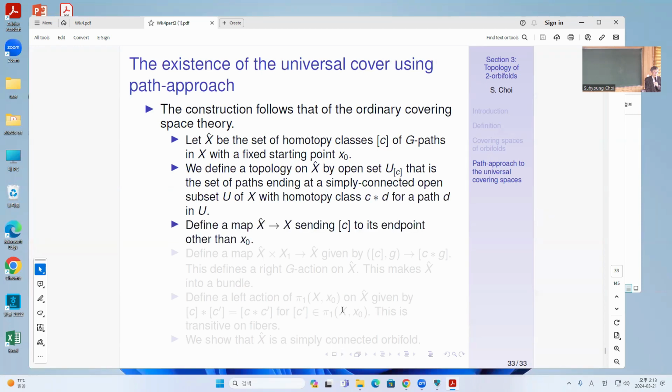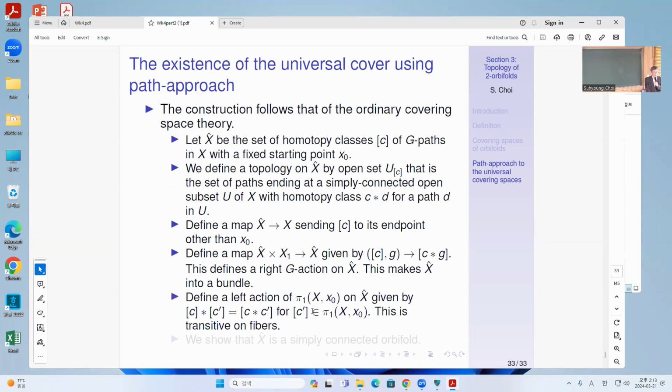Then you can define X hat to X by sending c to the endpoint, and you also take X hat times X1, which is the space of arrows for X. Then you can define a G action on X hat. This will make X hat into a bundle over X. Then you give a left action of pi 1 of X given by these formulas, and this will be transitive. Finally, we have to show that X hat is simply connected. That's how Haefliger approaches the existence of the universal cover.